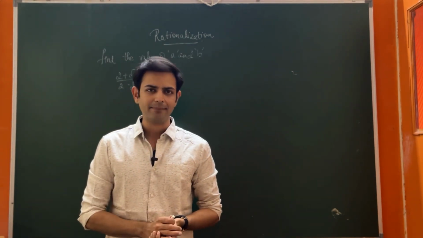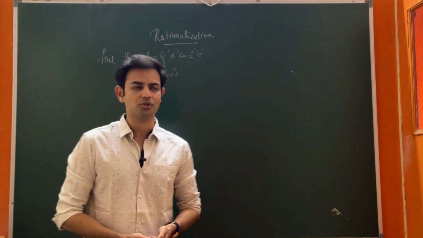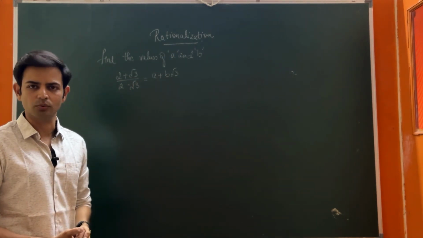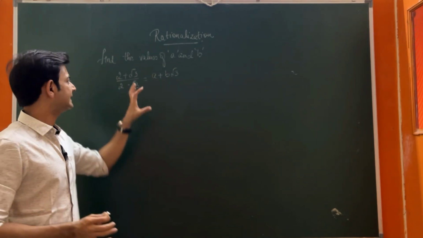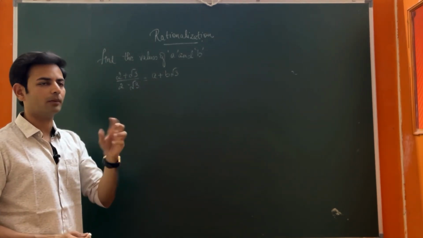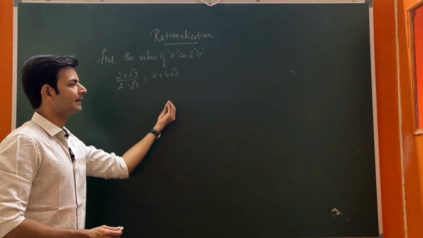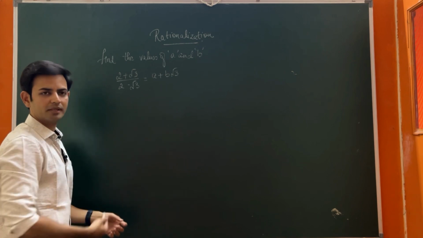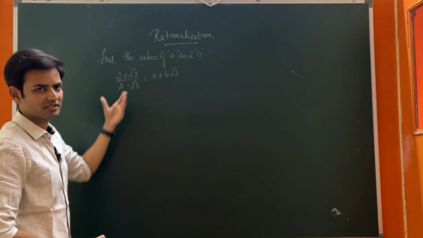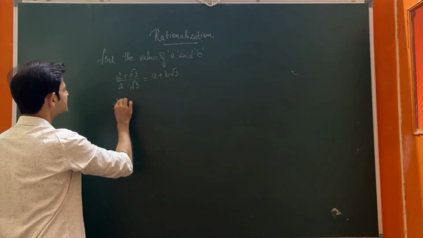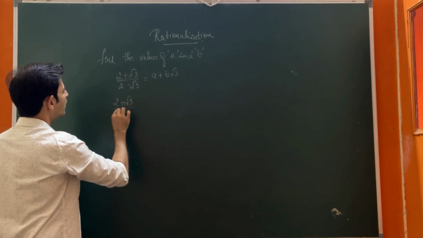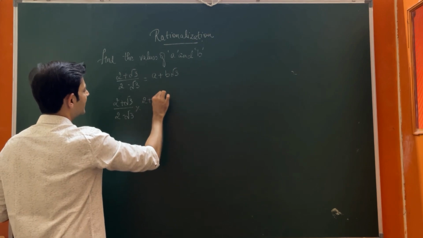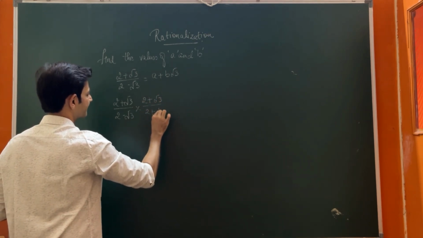Now let us take one more type of question which is usually asked in the examination. Let's find the values of a and b if this is equal to a plus b root 3. So now we have to get this entire thing in the form of something plus something root 3. Let's solve it here. Now here we have something in the denominator, so we have to first rationalize the denominator. So this is 2 plus root 3 upon 2 minus root 3. I will multiply and divide by 2 plus root 3.